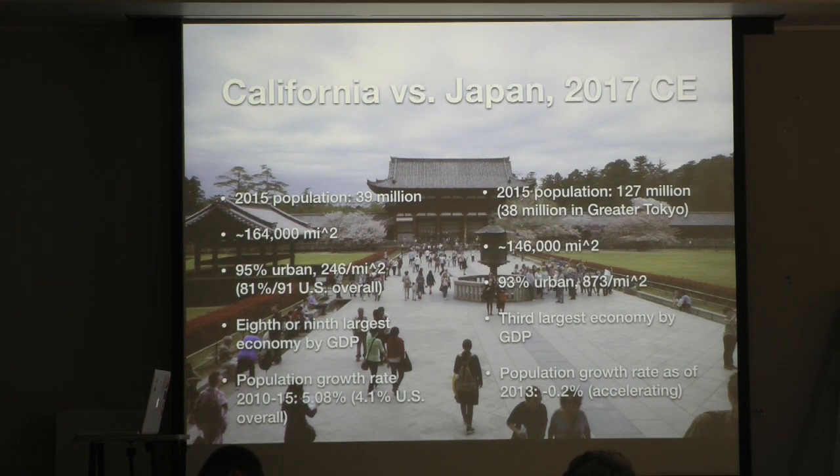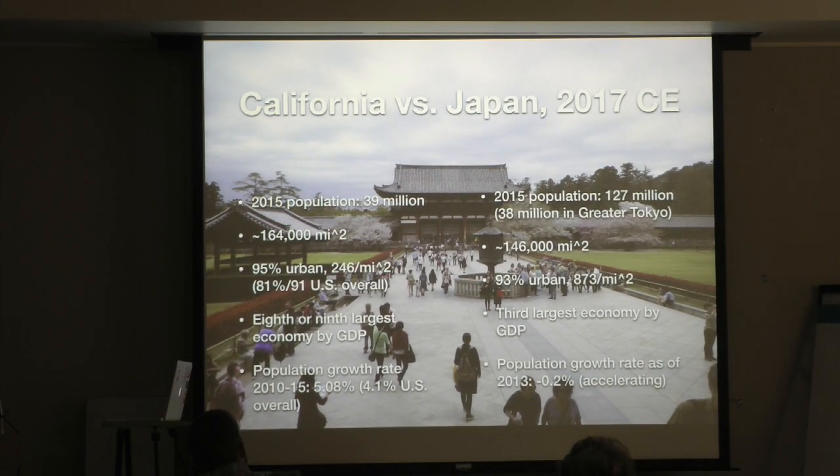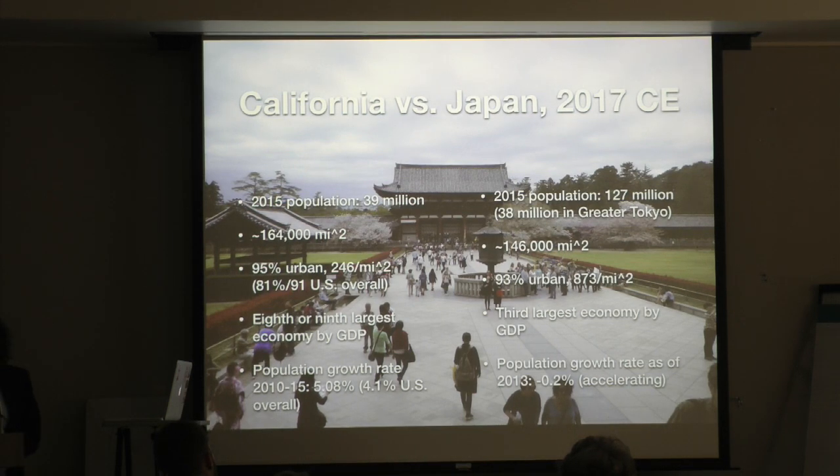Comparing California versus Japan, I changed the year to 2017 on the slide, but all the statistics are from 2 years ago, 2015. So Japan is on the right and California is on the left. In some ways they are actually a decent comparison. Not in terms of population: 39 million people live in California versus 127 million in Japan. As of 2015, 38 million of them lived in Greater Tokyo, which for those keeping track at home is more than the entire population of all of Canada. Not too much more, but more.